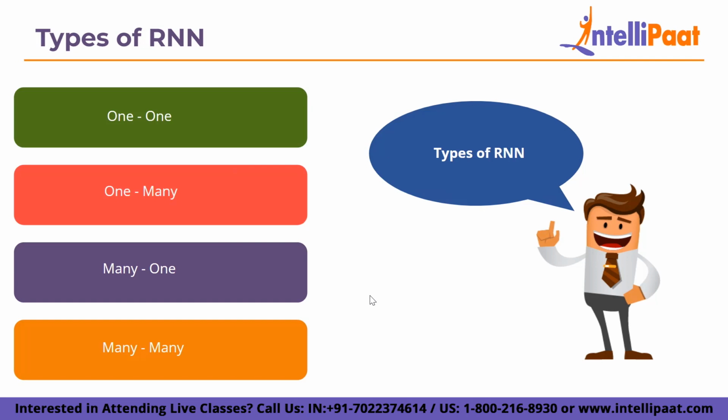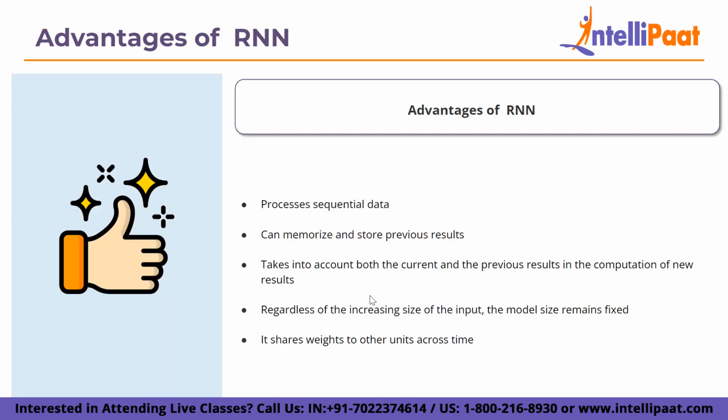Then we have unequal unit size. In this instance, the number of units for the inputs and outputs are different. Its use in machine translation is evident. Now we will discuss the advantages of the recurrent neural network. So the advantages of RNN are as follows.